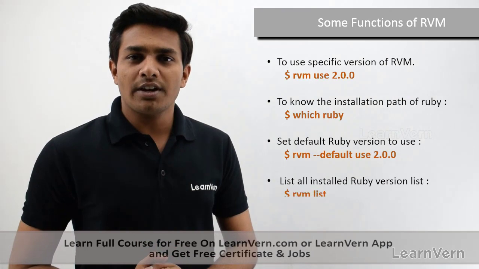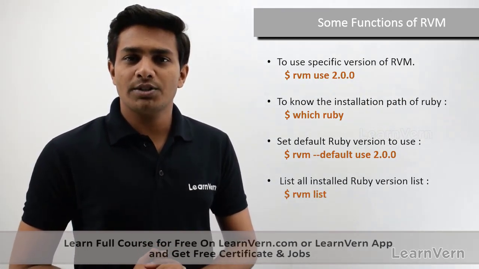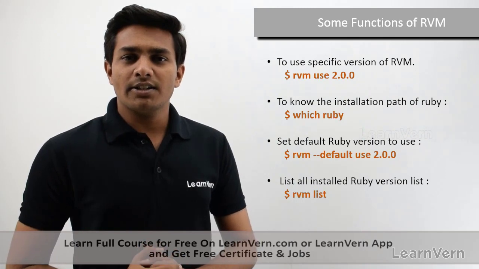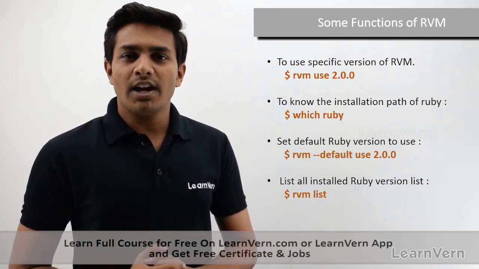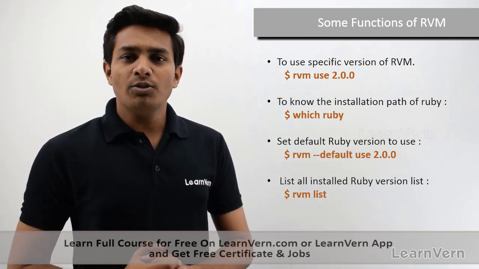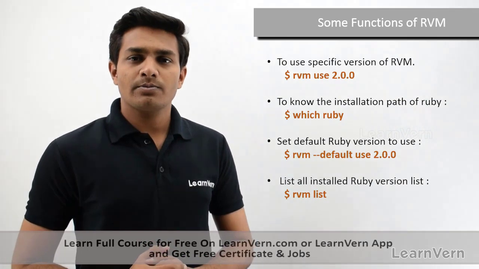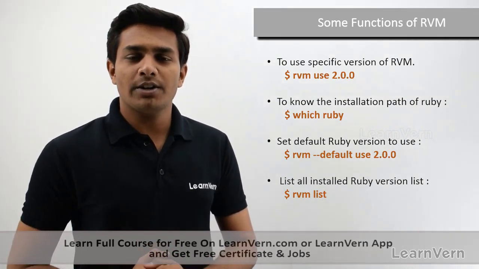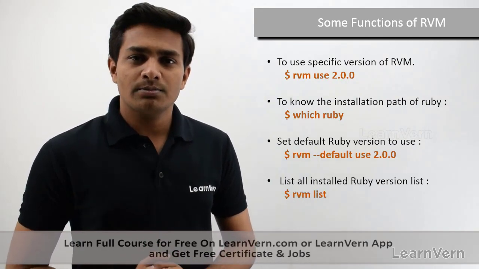If I want to check how many Ruby versions are installed on my local machine, I can easily check this by using rvm list, and it will list out all the versions that are installed on my local system. So this is how we can work with RVM and its functions.